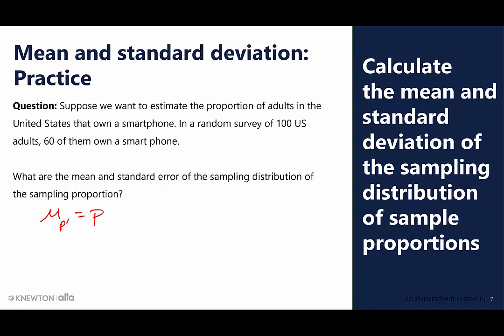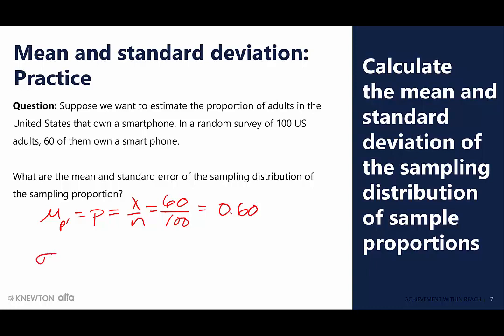Well, what is our proportion? Well, the proportion is, remember I said it was x over n. In our case, it's going to be the number of people who own a smartphone. That's what x is. So they told us 60 people own a smartphone out of 100 total people. Therefore, p is just 0.60, 60%. Okay? So that's your mean. Your mean is the same thing as your proportion. Our proportion is just 0.60.